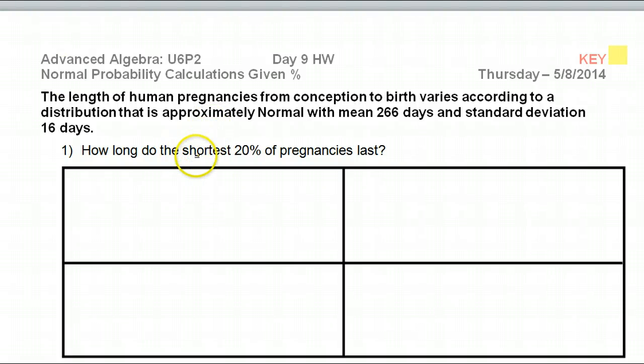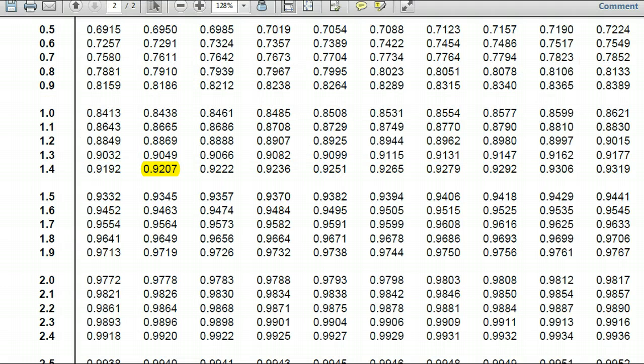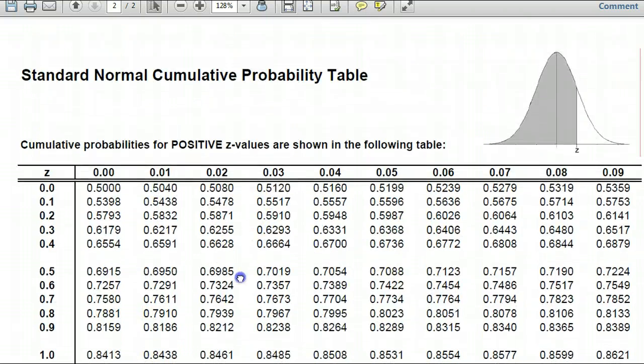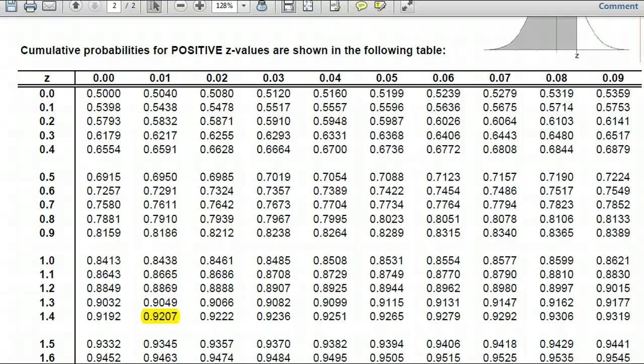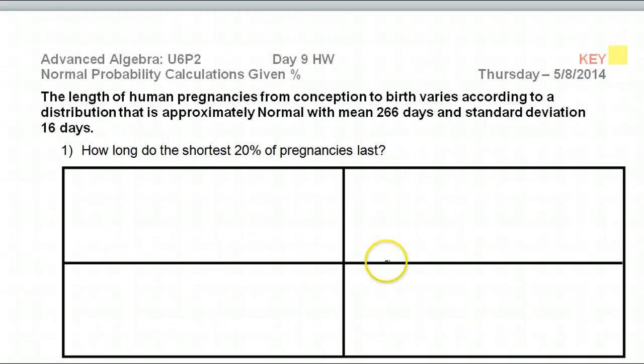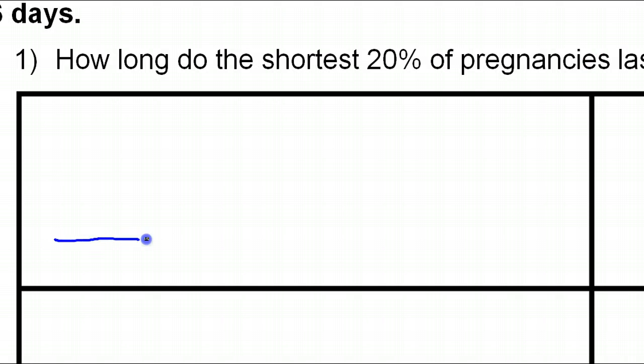Okay, today's lesson, we're still dealing with normal probability calculations. We'll be using z-scores and this z-score chart to find different types of information. However, what makes this different from the last video is that this time we're given the percent. So all of our calculations will be a little bit backwards. Our first step is to draw a normal curve.